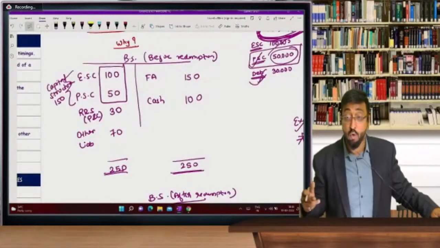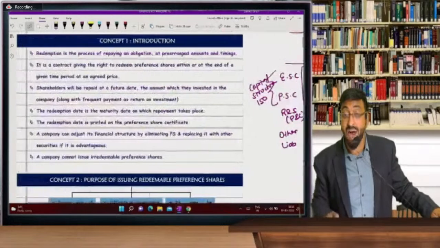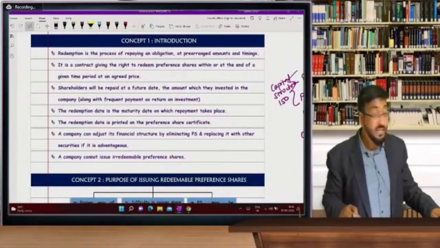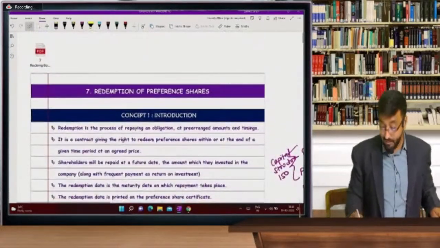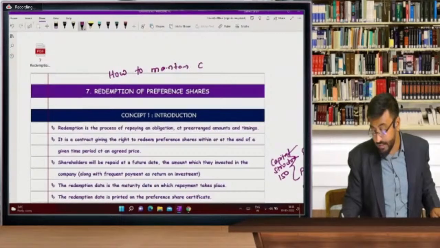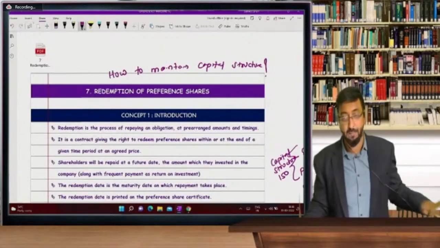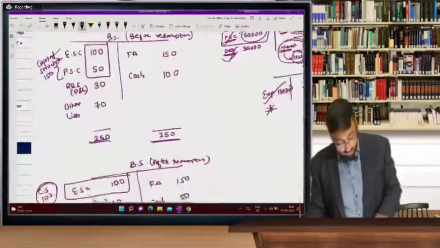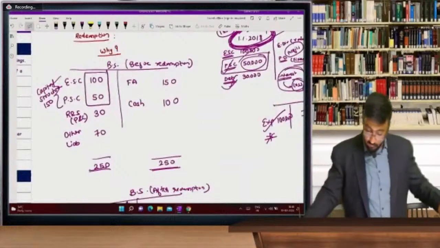And how to maintain capital structure. So why is this chapter very easy? How to maintain your capital structure. You can write the chapter name: what this chapter talks about is how to maintain your capital structure. So beta Mukta, only for you.